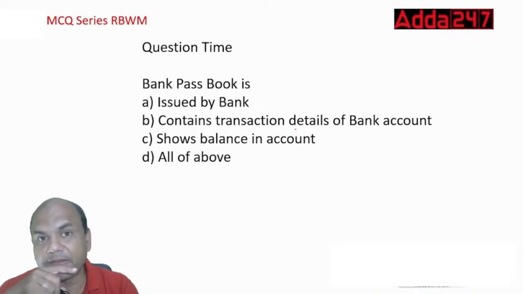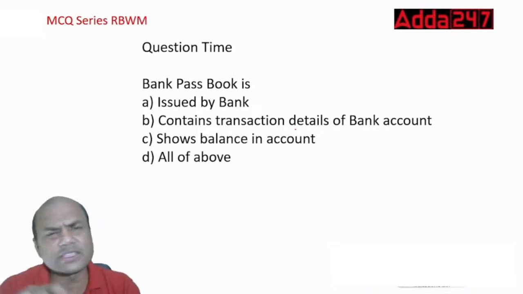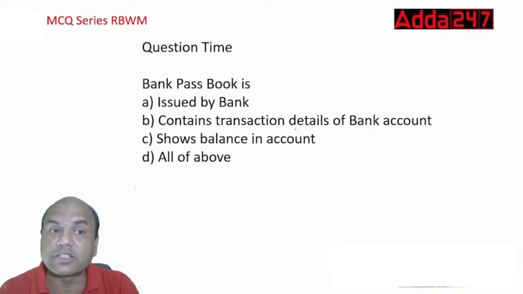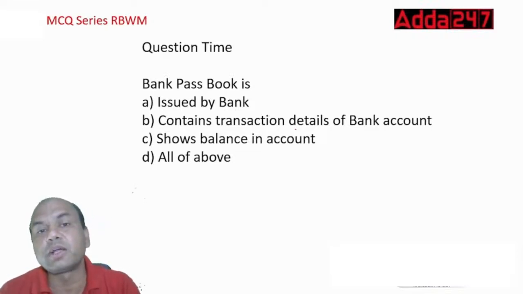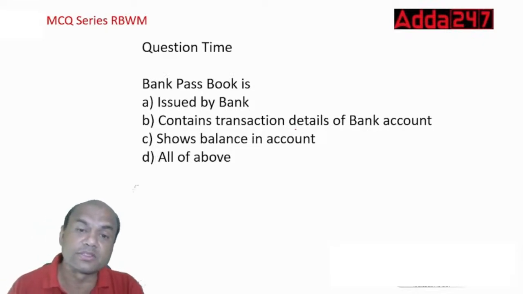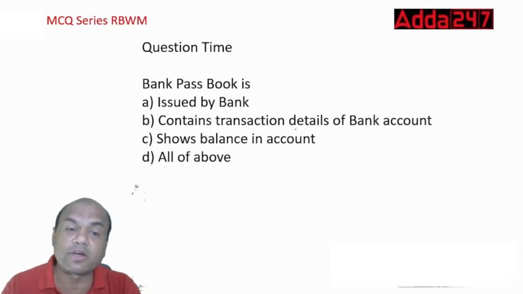Issued by the bank, correct? Now these are simple questions. Let me get the answers fast from you, because if these simple ones we are not able to answer, how will we answer the difficult ones? So the answer over here is A, B, C or D. It is D, all of the above, right?